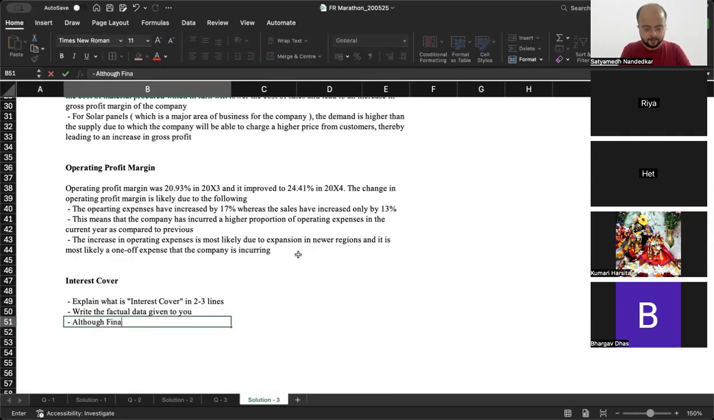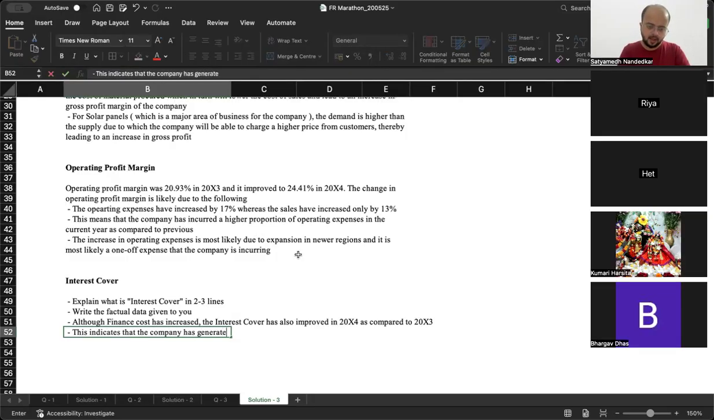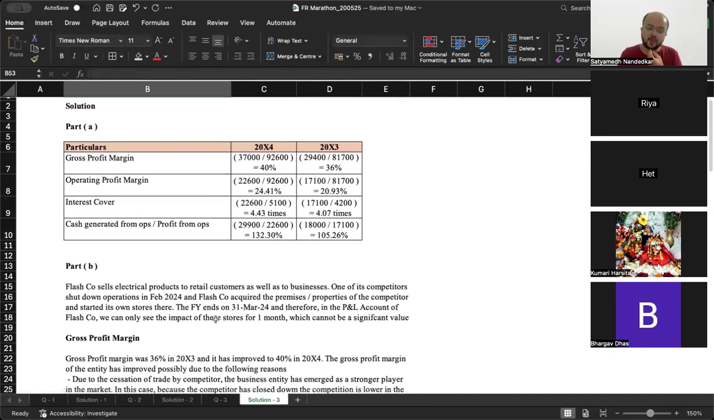Although finance cost has increased, the interest cover has also improved in 2004 as compared to 2003. This indicates that the company has generated robust profits or cash generated from operations as divided by profit from operations. This ratio, it basically talks about what is the ability of the company to generate cash. जितना profit generate किया, is cash collection from operating activity in the same line, और आप सिर्फ accrual basis पे profit earn कर रहे हो, but you are not making any cash collection.